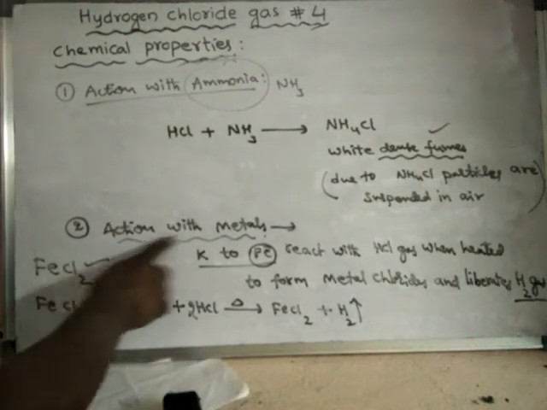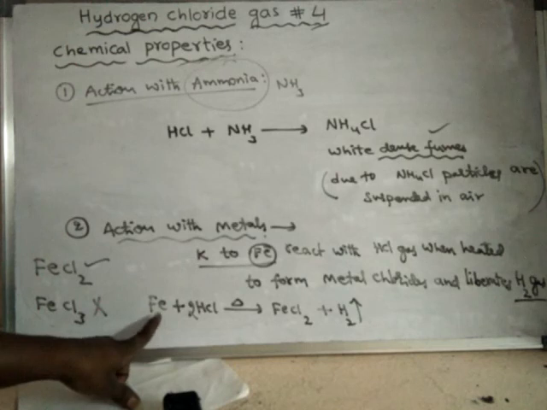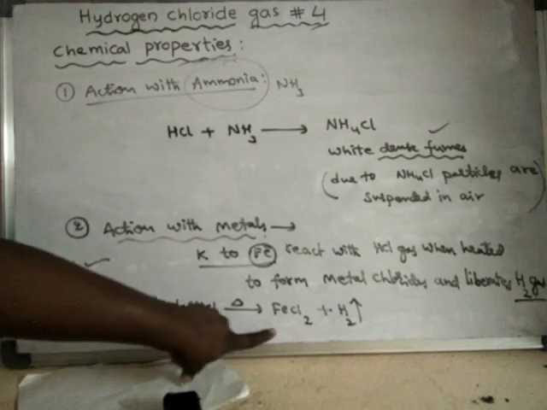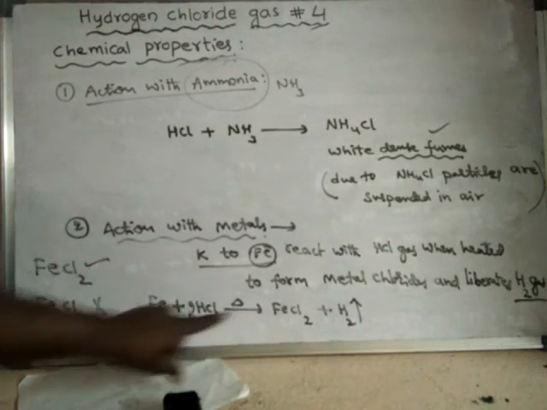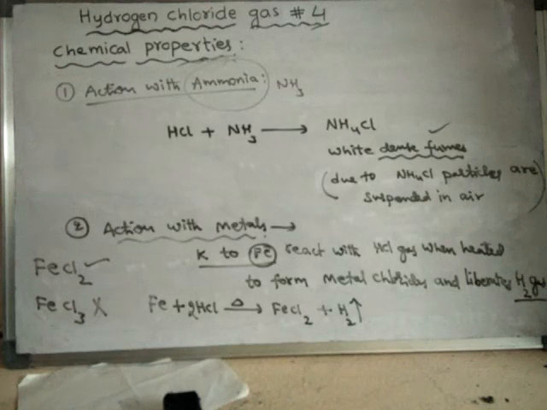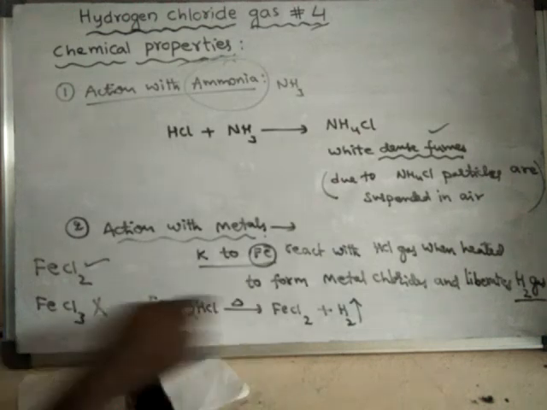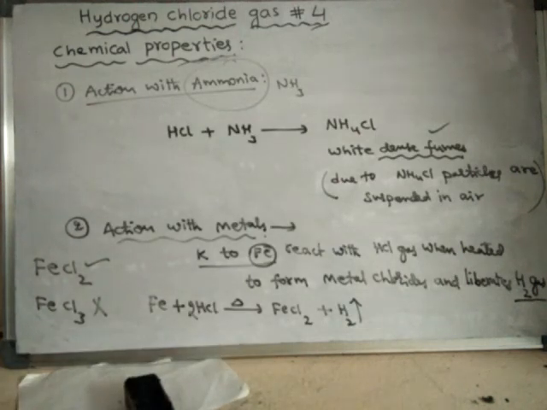Always remember, when a metal reacts with HCl, the metal converts into a chloride of lower valency, and hydrogen gas is liberated. The lower chloride is formed; the higher chloride is not formed in this reaction. So like this, the action of HCl gas with metals can be explained. All these are different chemical properties shown by HCl gas. In the next class, we will learn about hydrochloric acid.